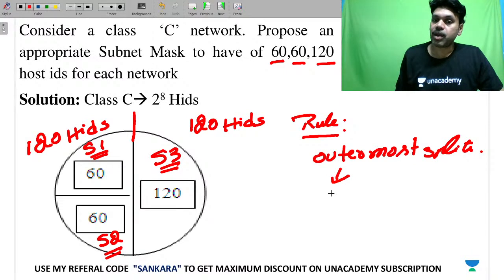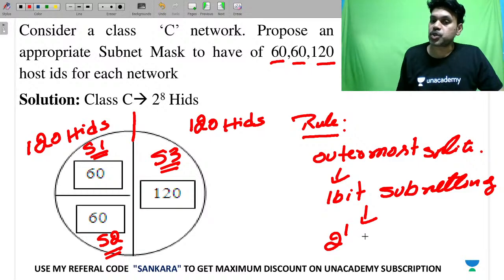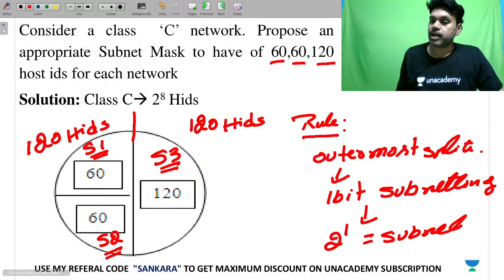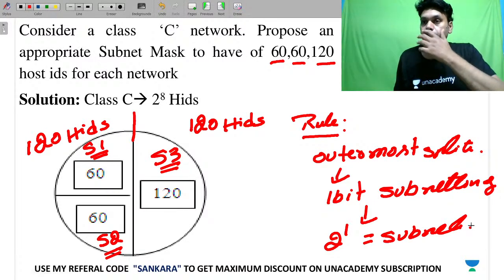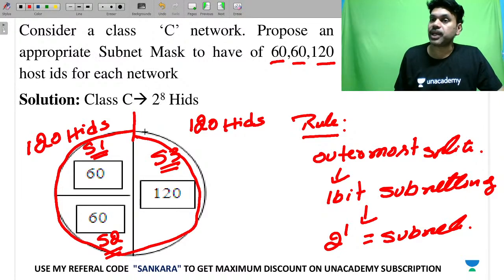Therefore, if you do one bit splitting, then it is going to give you 2 power 1 subnets. That's it. Our motto is satisfied. What is our motto? Your outer split has got 2 parts. So that means I am doing 1 bit subnetting here.